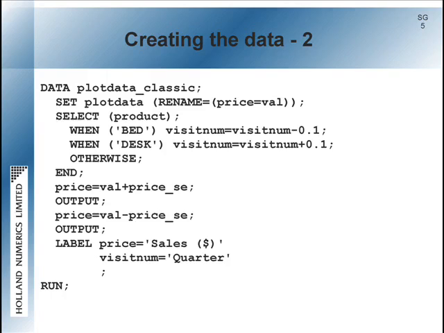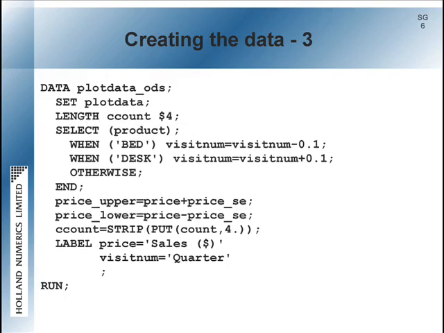And next slide please. The ODS data, we don't need to do any of this fancy double record business. It can be put into the same record and actually have new values calculated for the price plus the standard error and the price with the standard error subtracted. Again, we're shifting the visitnum just to make sure that the graph is a little bit clearer. And the other item that we do need to do, the count, needs to be placed as a character value. Okay, next slide please.